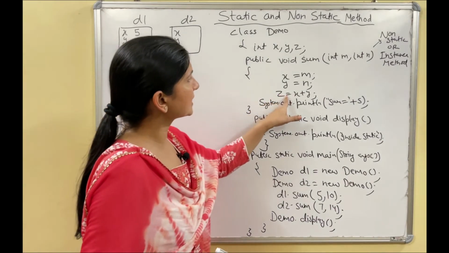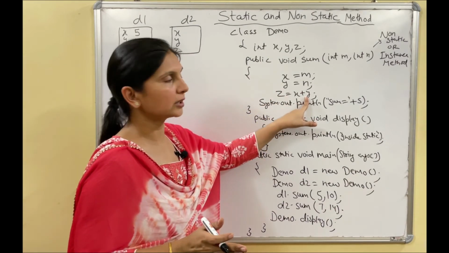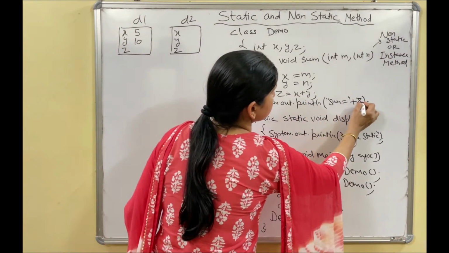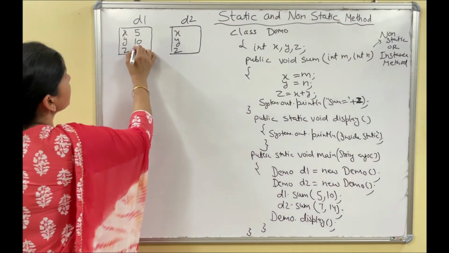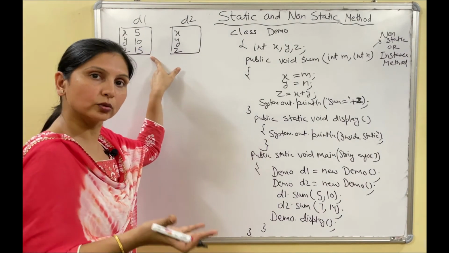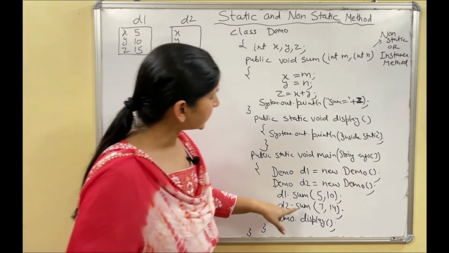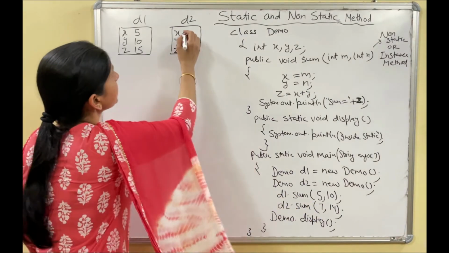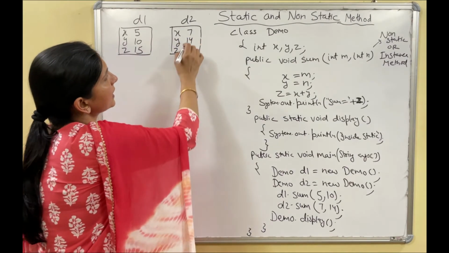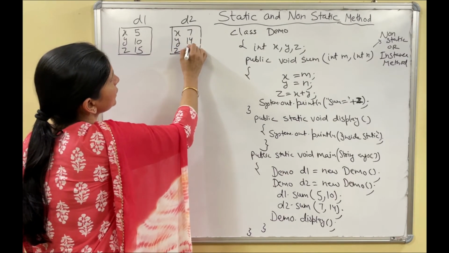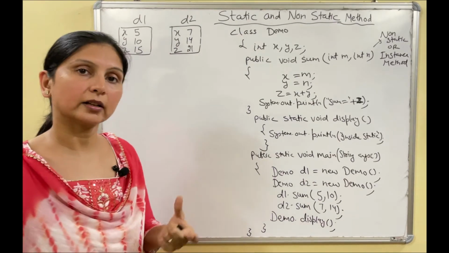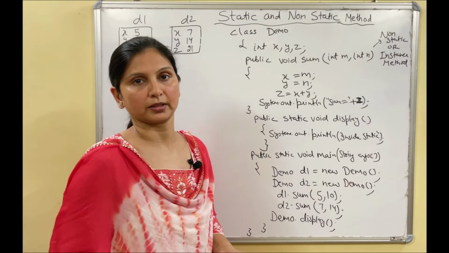Then what we have done? z equals x plus y. Z value is 15. Right. So here it should be z. So z value is 15. So it has its own copy. D1 has its own copy, right? And for D2, 7, 14. In the same way, x value is 7, y is 14, and z will be 14 plus 7, 21, right? So D1 and D2 have their own copy of data members.